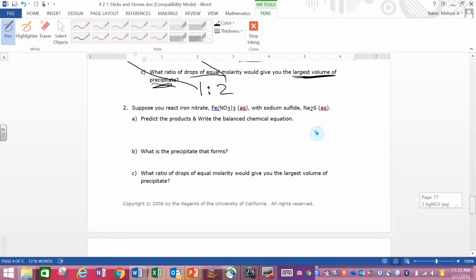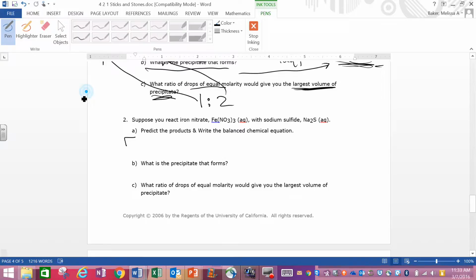How about number 2, different reaction? Suppose you react FeNO3 with sodium sulfide. Well, check this out. What charge must this iron have if it's with 3 -1 charged nitrates? It must have a +3 charge. Sodium always has a +1, sulfide has a -2.